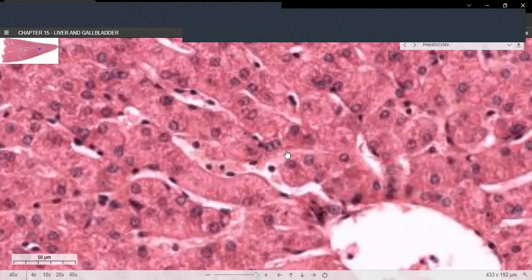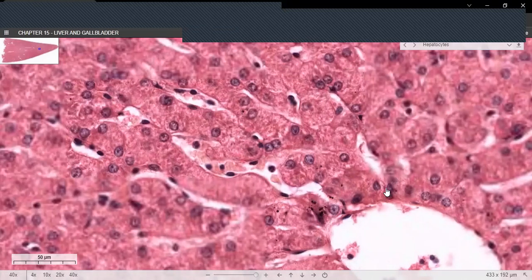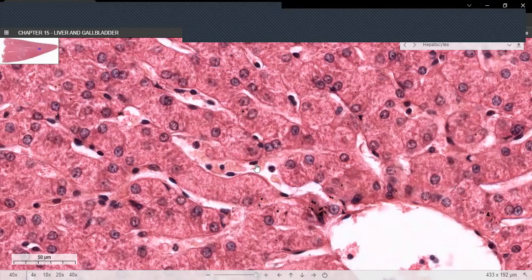So these are your hepatocytes. You can see they are somewhat radiating. In between, we have the hepatic sinusoids. These are the hepatic sinusoids.